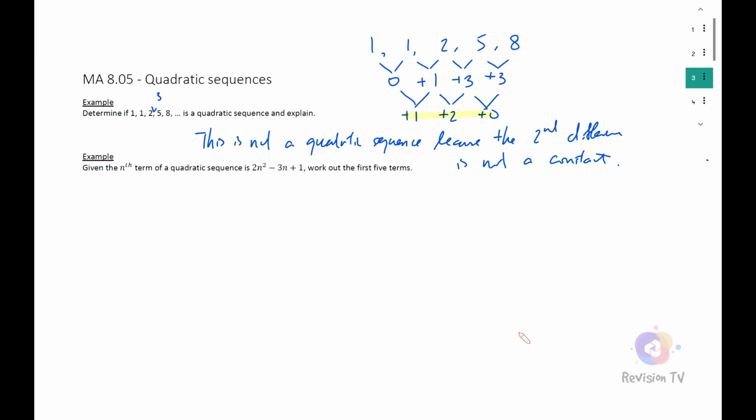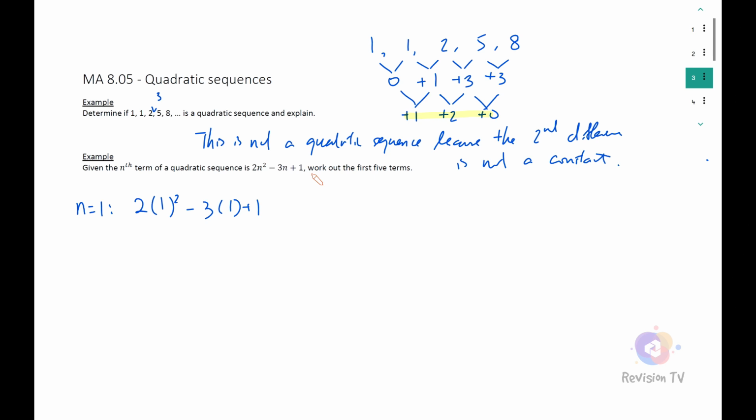Given the nth term of the quadratic sequence is 2n squared minus 3n plus 1. Remember, the nth term is like a name of a sequence. We can use it to work out all the terms in there. Work out the first 5 terms. So to work out the first term, we sub in n equals 1. So when n equals 1, we put in 2 times 1 squared minus 3 times 1 plus 1.